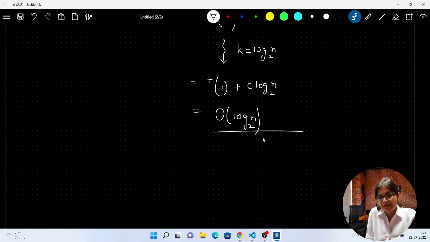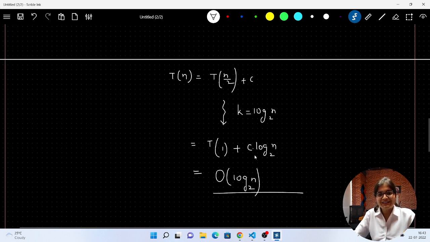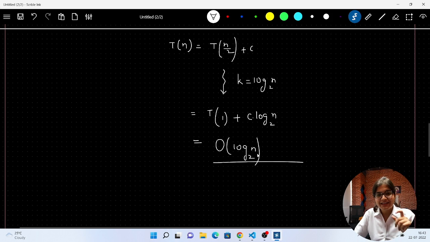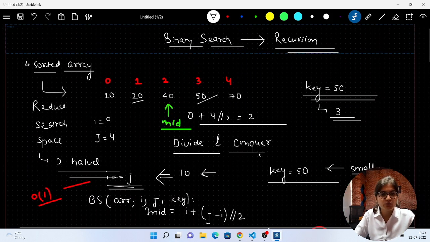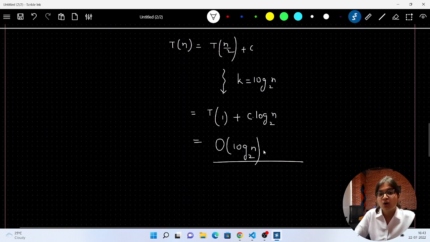Base 2. Because when we talk about O of n, we take the bigger term, since it is about the worst case time complexity. So whenever someone is talking about binary search and asks what time complexity is required to solve this approach, it is order of log of n base 2, right?